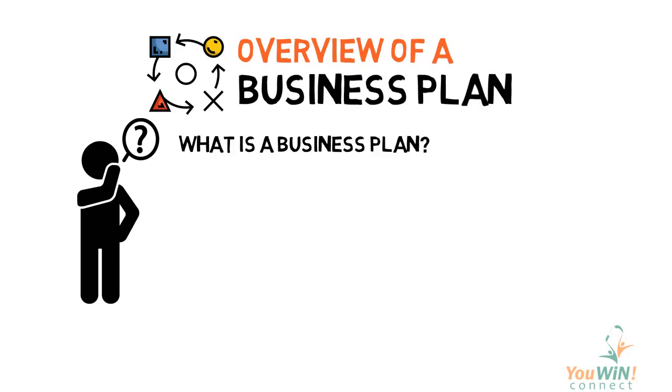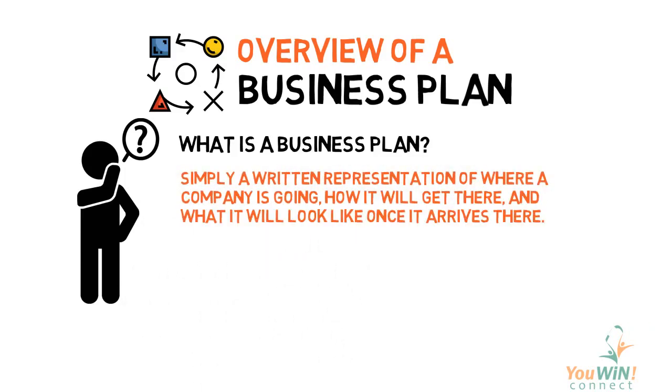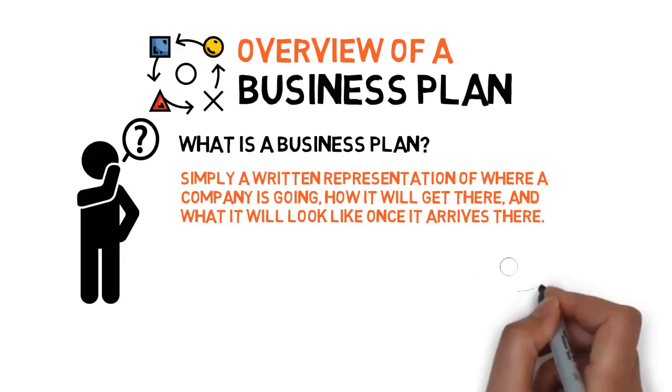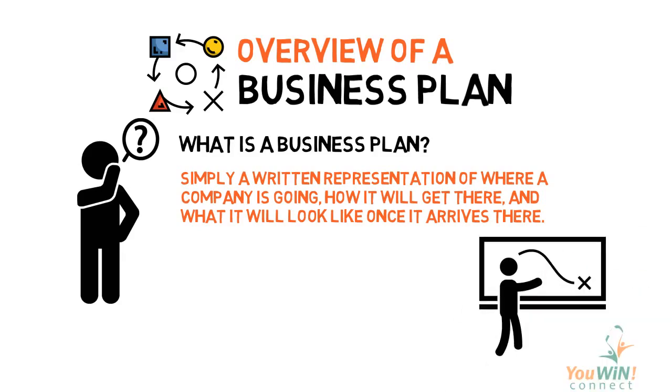For a simple definition, Ernst & Young, in the Business Plan Guide in 1993, defined a business plan as simply a written representation of where a company is going, how it will get there, and what it will look like once it arrives there. In other words, the business plan is the roadmap for any business.